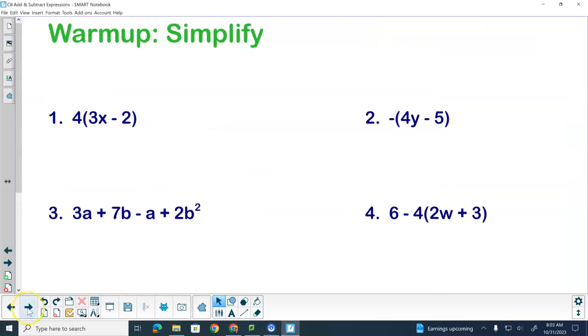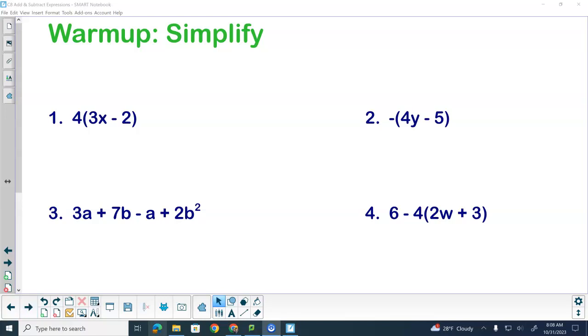All right? So 4 warm-up problems for you to do in the warm-up space at the top of C8. Go for it. 4 of them. I'll give you 4 minutes.